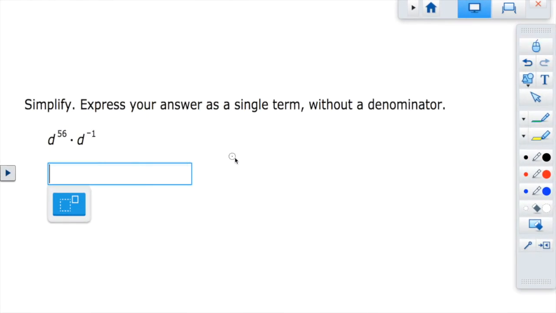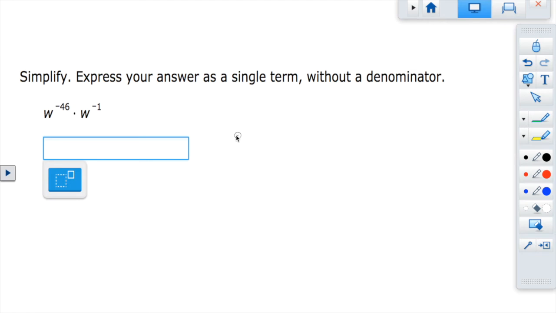Same thing, base is d, we do 56 plus negative 1. I subtract because my signs are different. The bigger number, in this case 56, which is positive, keeps the sign. So this would be d to the 55th power. 56 minus 1, keep the sign of the bigger number.